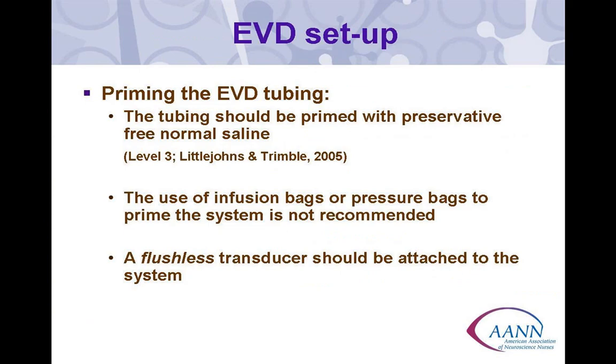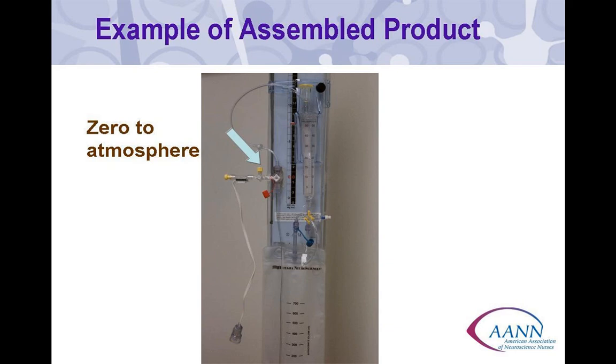And just an example, this is a panel mount system. There are several different types of systems. This is showing the stopcock where we would 0 to atmosphere. So traditional zeroing, off to the patient and open to air, is what the guidelines recommend. Next slide, please.